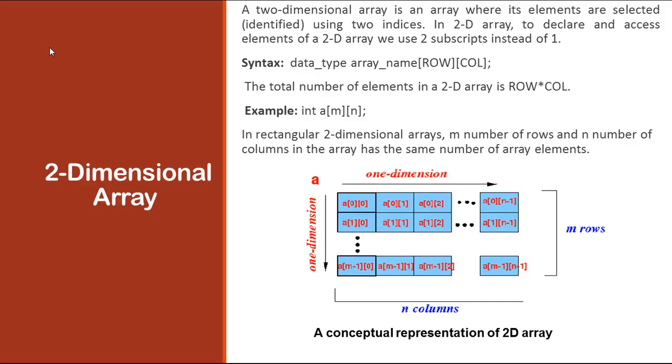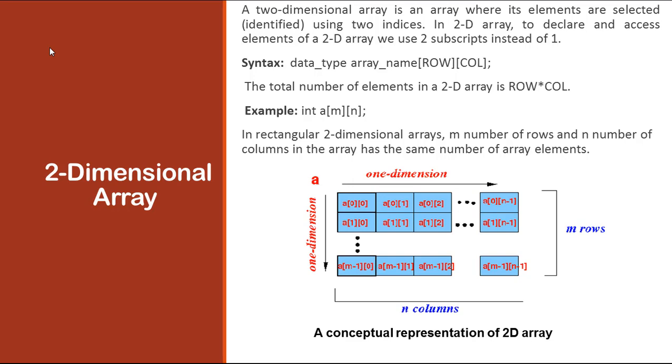Hello everyone, in this video we'll discuss the concept of two-dimensional array in C programming. The two-dimensional array can be defined as an array of arrays. The 2D array is organized as a matrix which can be represented as the collection of rows and columns. A two-dimensional array is an array where its elements are selected using two indices.